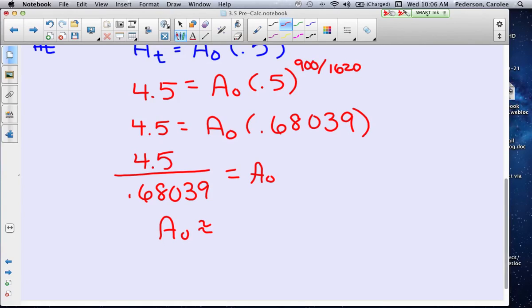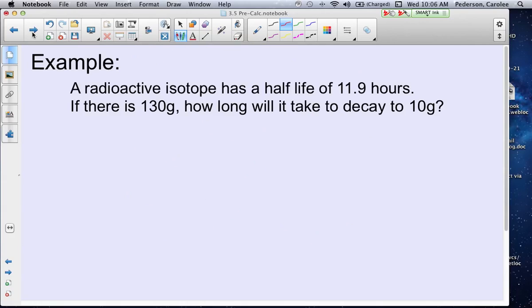So our initial quantity was about 6.614 grams of radium. Yep, that's the initial amount. That's what we started with 900 years ago. It doesn't make sense. It was a different problem, a different end amount.